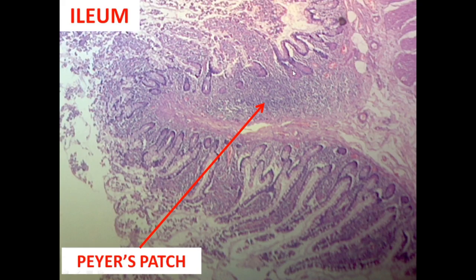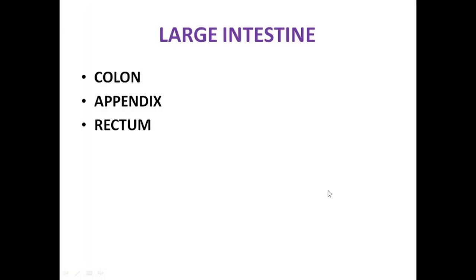So this is the collection of the diffuse lymphatic tissue in the lamina propria, called the Peyer's patch. So that was about the small intestine. Now coming to the large intestine.